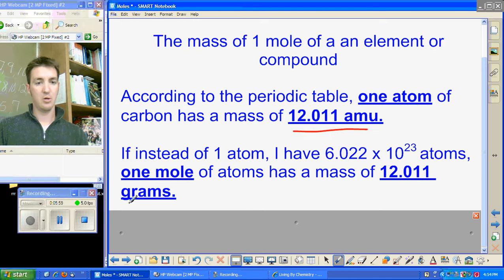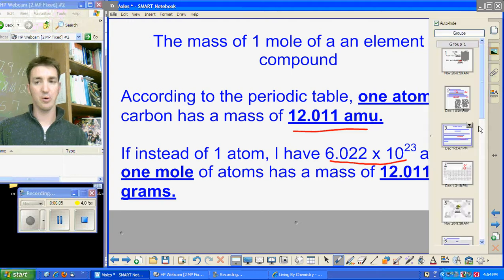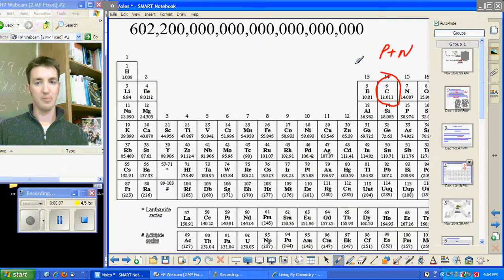So this is how many atoms it takes to just change the unit. So now as I look at carbon, the molar mass is 12.01 grams per mole. The atomic mass is 12.011 AMUs per atom.